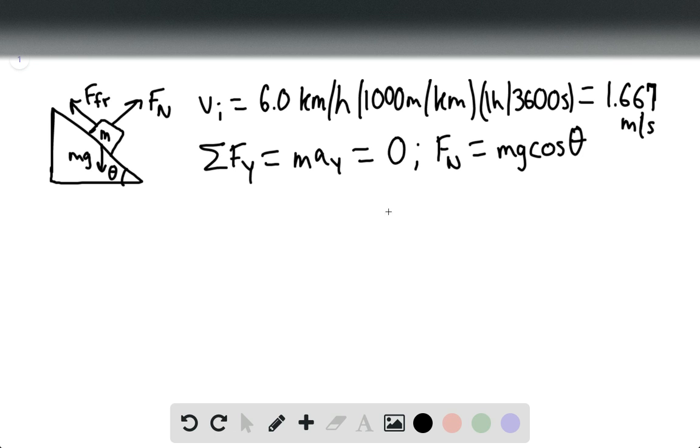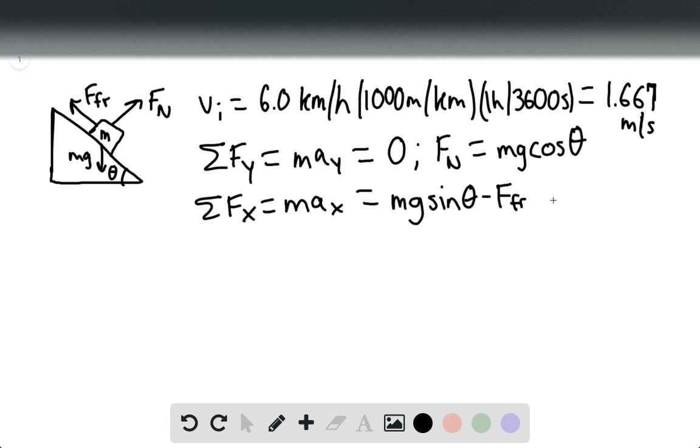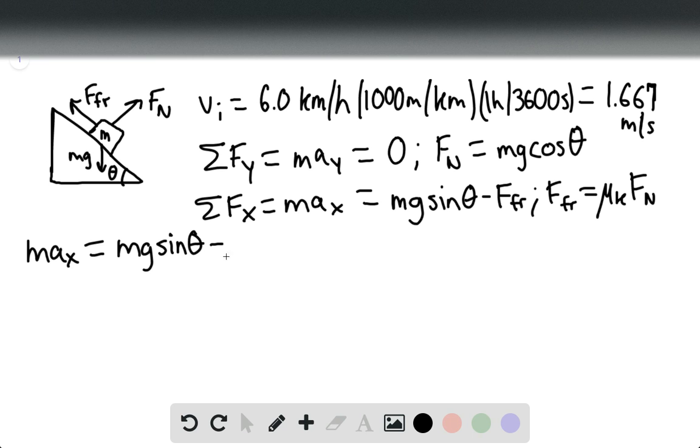And then we're going to say that sigma F in the x direction equals ma in the x direction. And this is going to give us the x component of gravity, so mg sine of theta, minus force of friction, knowing that the force of friction equals mu k F sub n, so normal force times the kinetic coefficient of friction. So we can say that ma x equals mg sine of theta minus mu k mg cosine of theta.